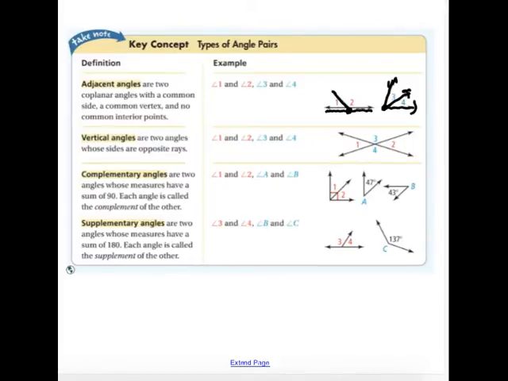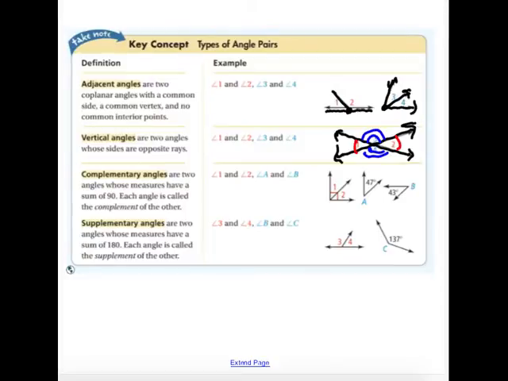Vertical angles are two angles whose sides are opposite rays. So they're made up of the same lines. You notice that this is a line and this is a line. And so opposite angles would be the angles in between those. They are the same. So opposite, vertical. So those two are the same, and also these two are vertical angles.